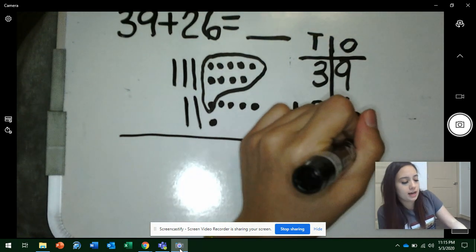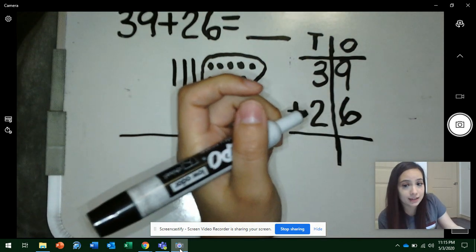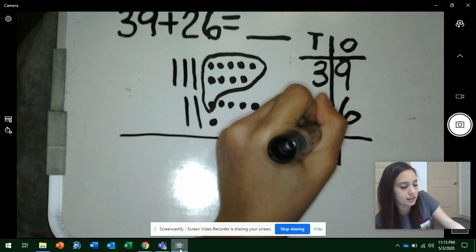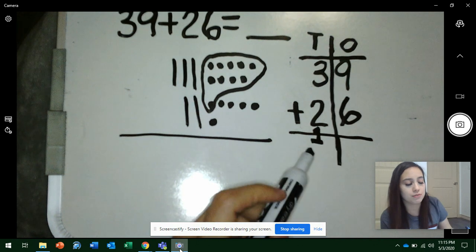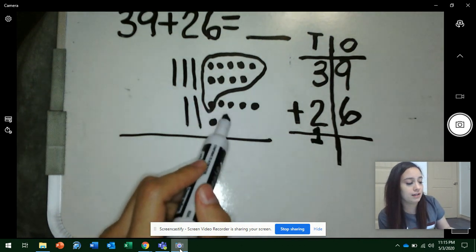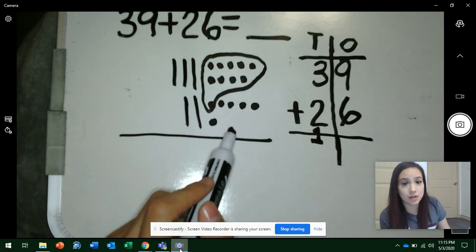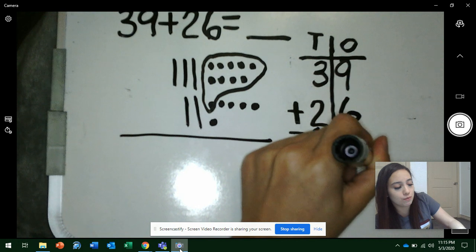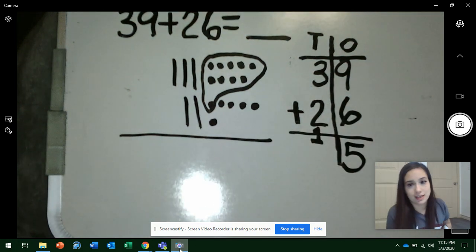So we're going to write our new 10 over here. See if you can see where Ms. Gomez is writing it. This is our new 10 because it should be in the tens place, right? And our leftover ones, which are 5 ones, we're going to write them in the ones place. Just like that. So go ahead and do that.